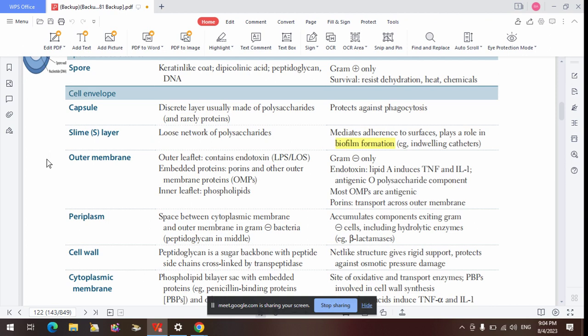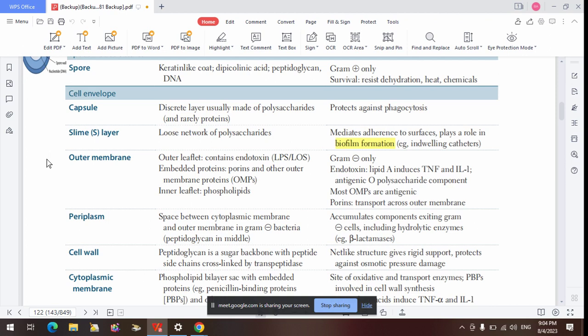So that is biofilm. Colonies of bacteria adhering to a surface, and they achieve that with the aid of their slime layer, which is made up of polysaccharide, just like the capsule. Then after the slime layer, we now start talking about the outer membrane. You might not even need to know the arrangement. It's not necessary. Just be able to appreciate the function and the composition.